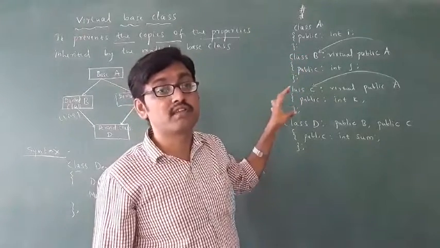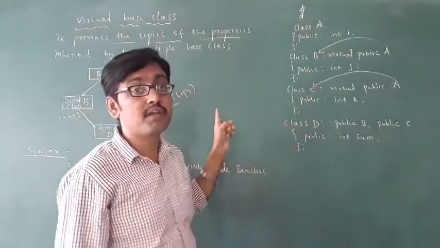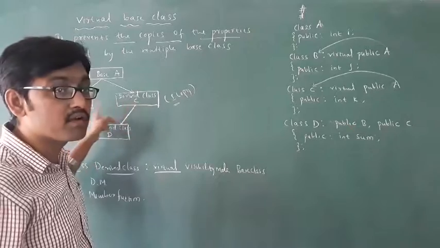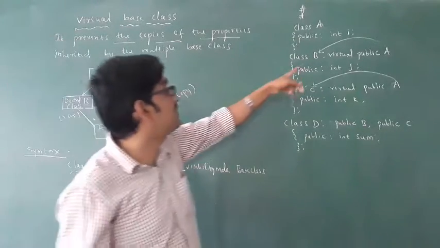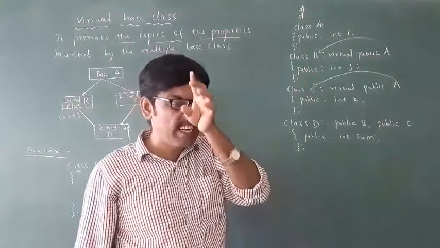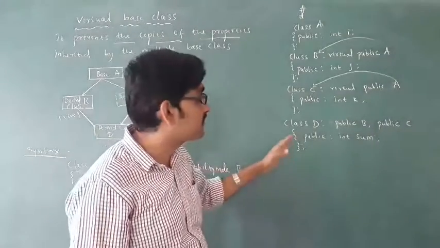These are called virtual base classes. Why are they called virtual base classes? Because they prevent multiple copies. There would be two copies, and it makes them one. That's why B and C are called virtual base classes of class D.